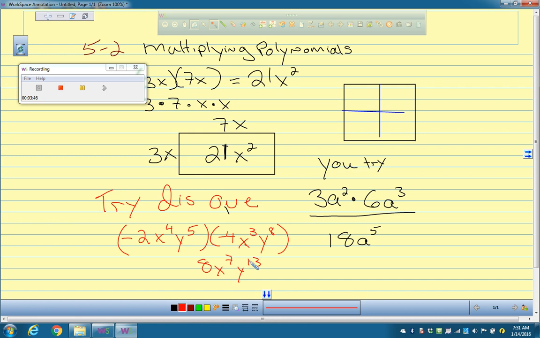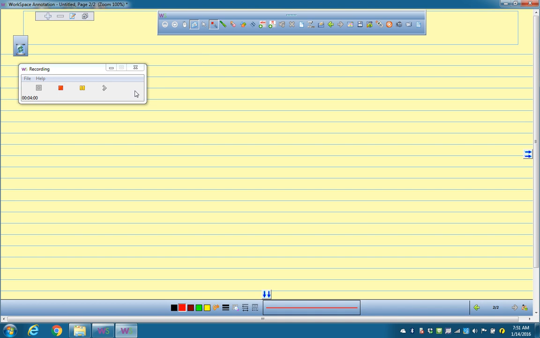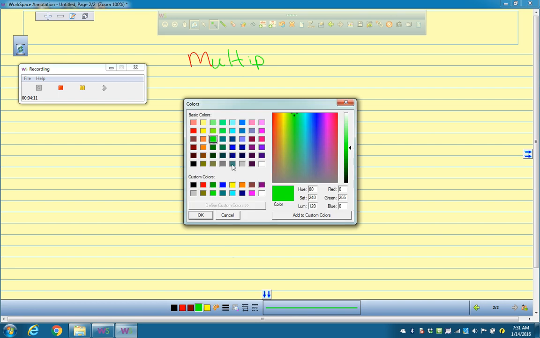So the next thing we're going to talk about is multiplying. I don't like this color. Green. You like green? Can you see that? How about dark green? Don't do green at all. How about do black? Just do black. Just pink. Let's see what that looks like.